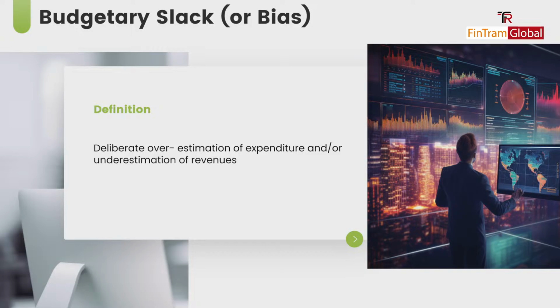Then it would cause a budgetary slack, because the manager would just be trying to ease out the budget so that they can show good results. So we should always ensure that we're setting our budgets based on the capacity that we can achieve as well. So that's basically the idea behind budgetary slack. And that's basically it.